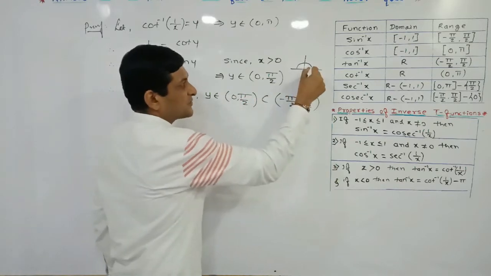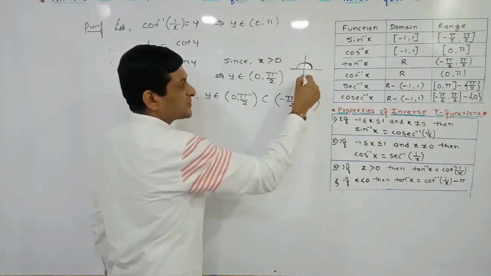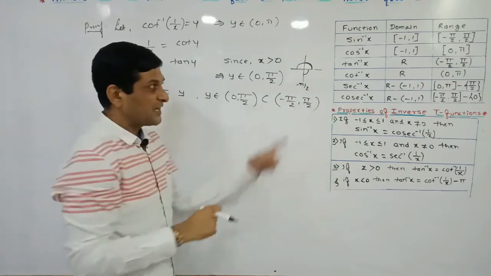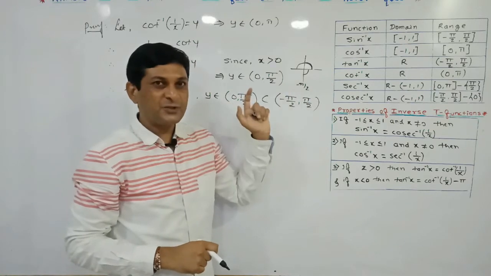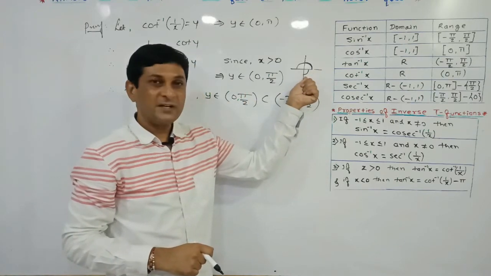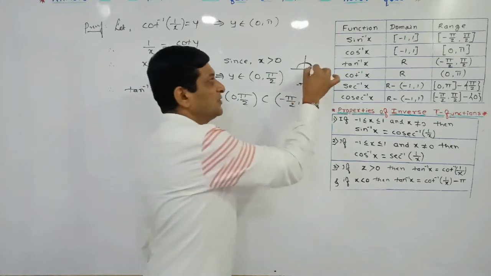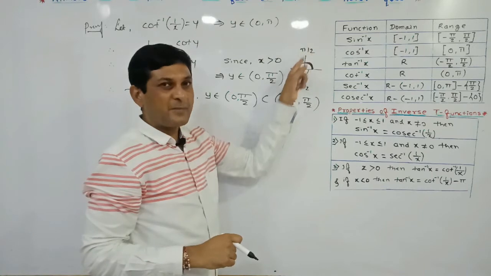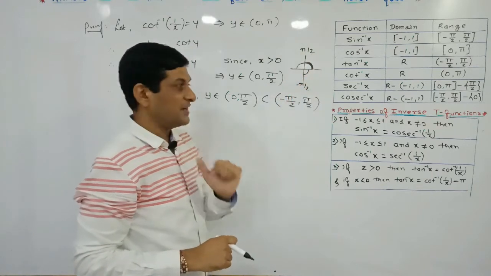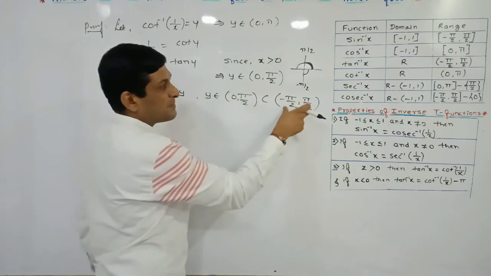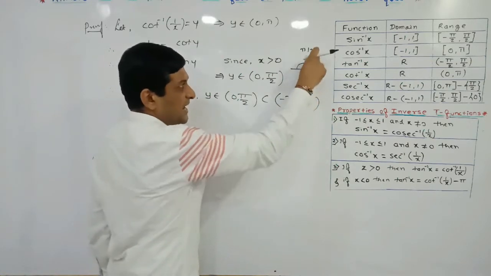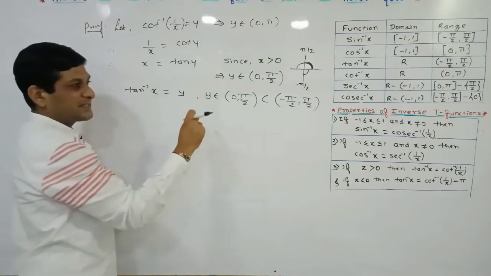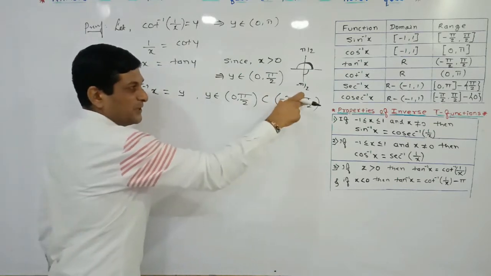0 to pi by 2 means the first quadrant, and minus pi by 2 to plus pi by 2: 0 to minus pi by 2 means here it will be the fourth quadrant. This angle is negative, so the rotation is in the clockwise direction. And 0 to pi by 2 means the first quadrant. So minus pi by 2 to plus pi by 2 means the first and fourth quadrants. Here the first quadrant is a part of the fourth and first quadrants, so this interval is a subset of this interval. That's why we can say that this value of y belongs to our range.